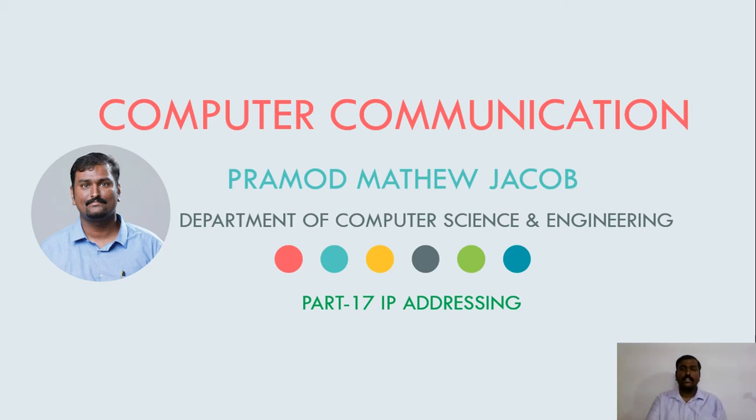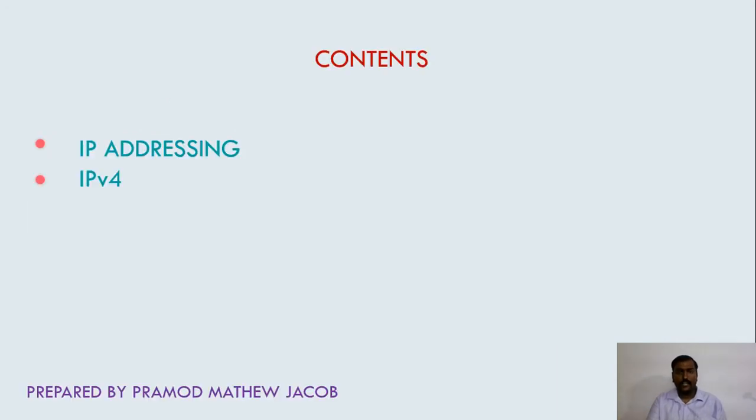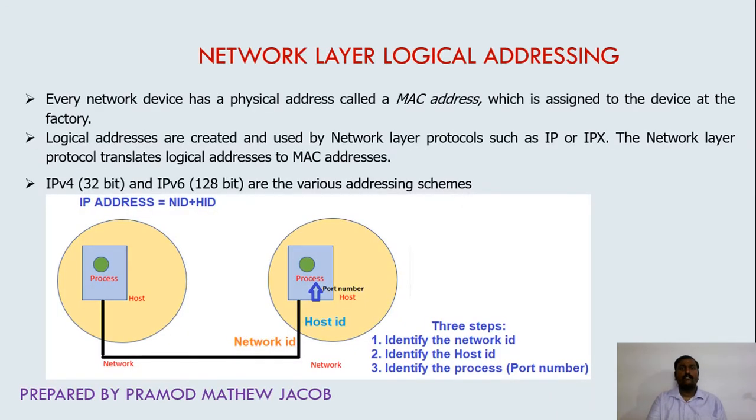Hi all. In this session, we are going to learn about IP addressing and what is the need of IP addressing in computer networks. First, let's understand what is logical addressing that will take place in the network layer. Any network device has a physical address called a MAC address, which is assigned to the device at the factory during the manufacturing process. We have learned about MAC address in the last module.